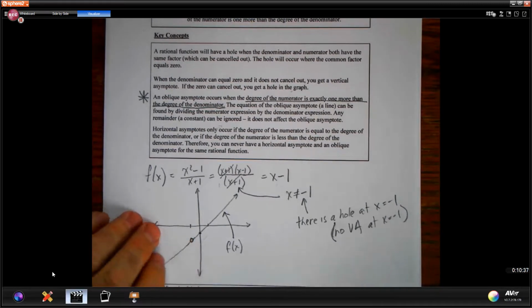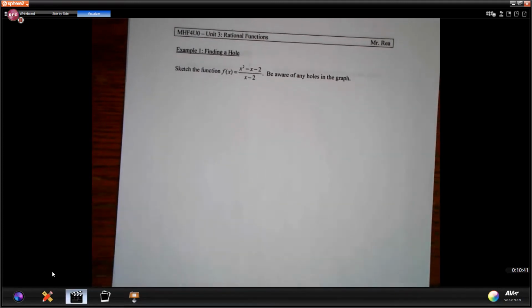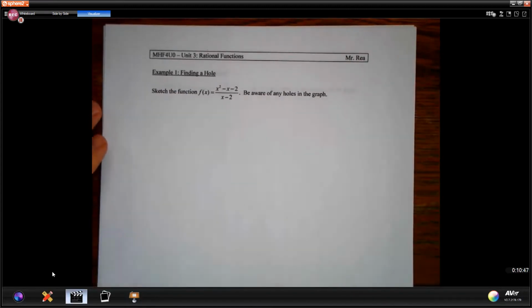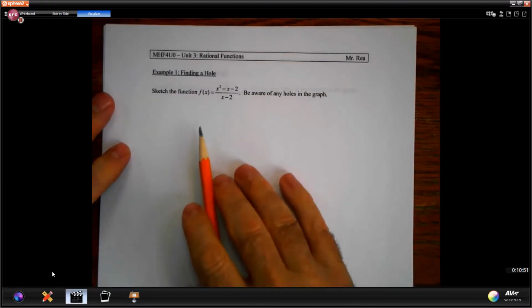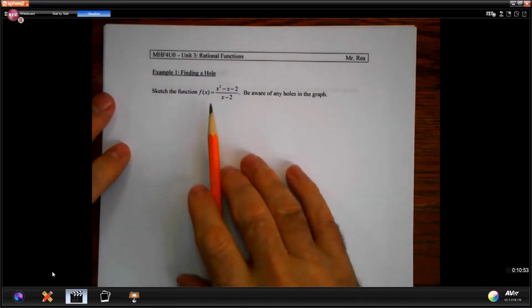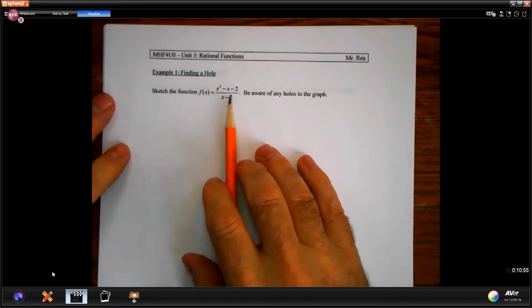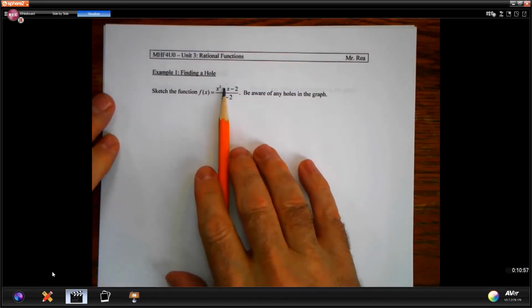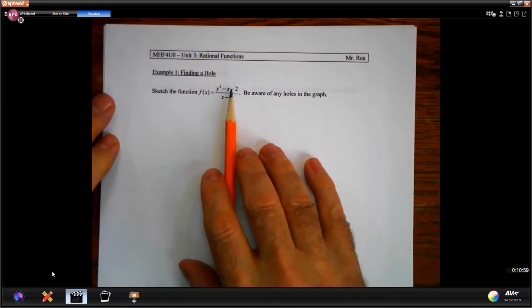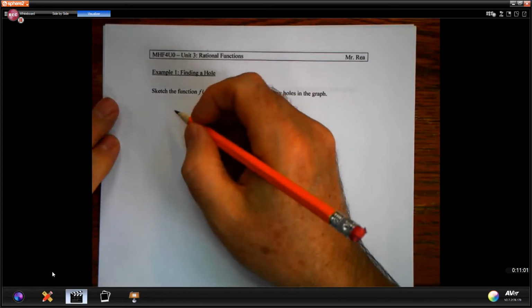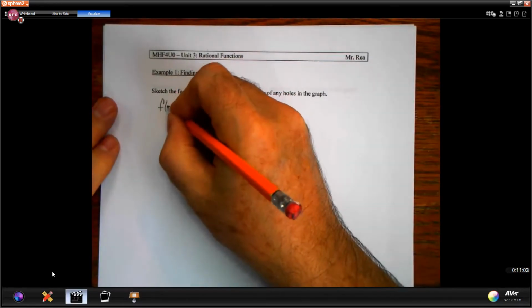Okay, so let's move along. We're going to do 4 examples, like I said, 2 regarding holes and 2 regarding oblique asymptotes. So the first one looks like it's going to be a hole. You might look at that and go, oh my God, this is degree 2 over degree 1, I'm going to have an oblique asymptote here. But before we get there, let's factor everything.